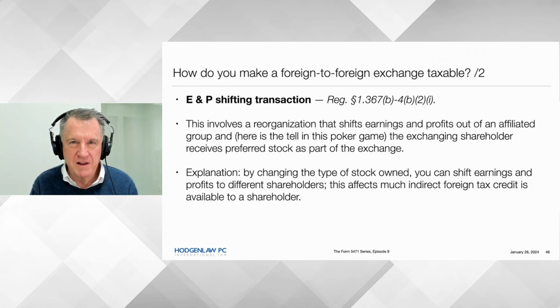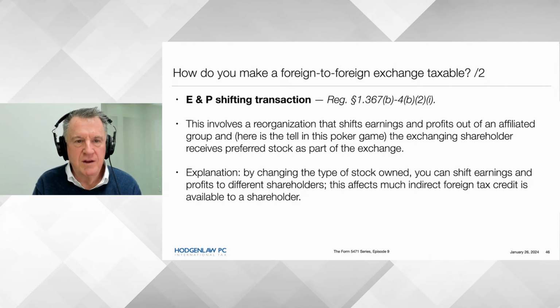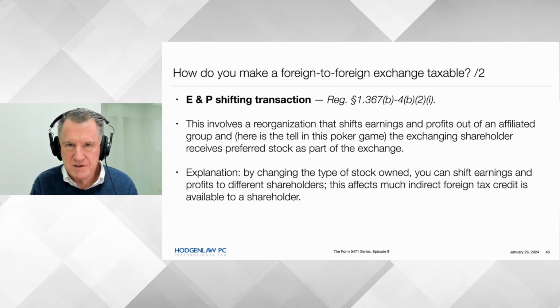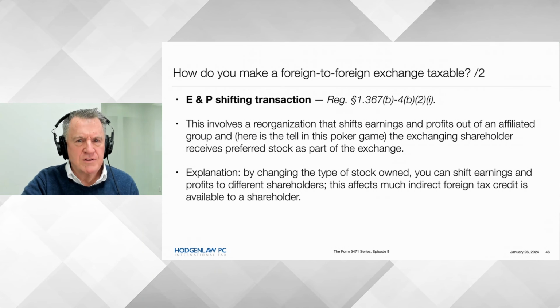So the big tell in this poker game is if you see a reorg and all of a sudden somebody ends up with a bunch of preferred stock, just watch out for that, because that's the game. And in fact, one of the requirements of this E&P shifting transaction is the presence or absence of preferred stock. So again, I don't see these, but just know they exist and be aware if something happens.